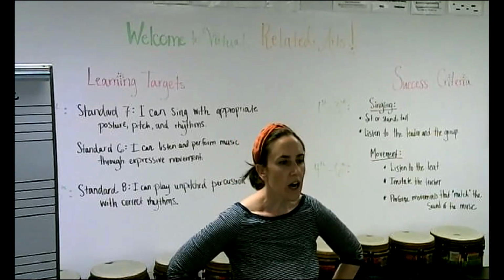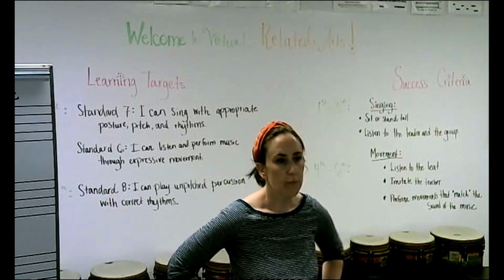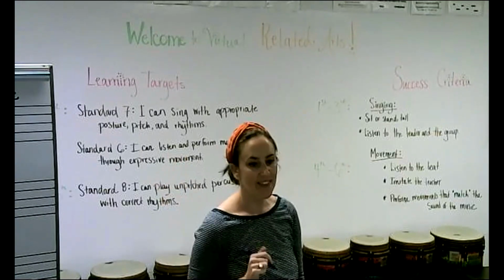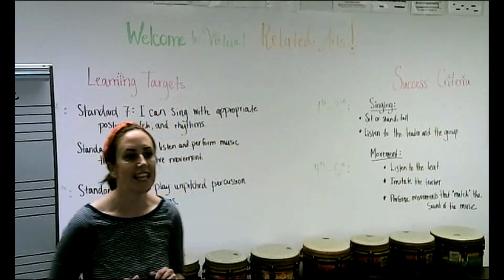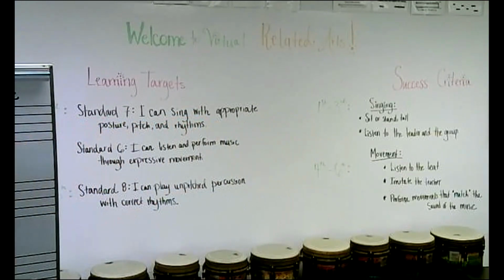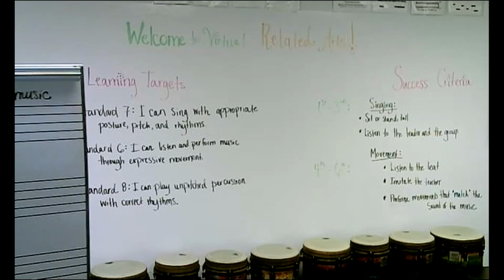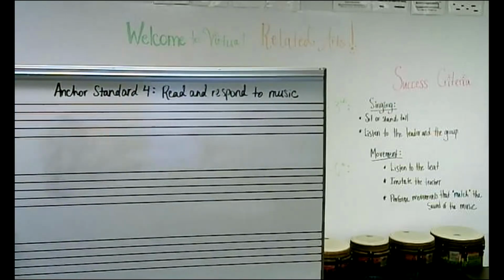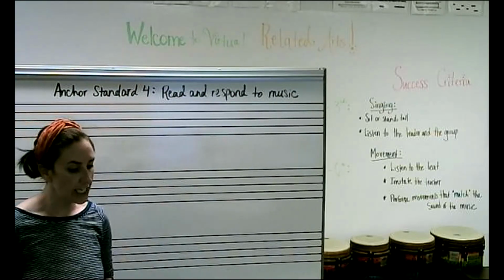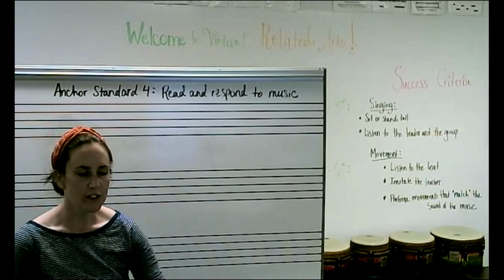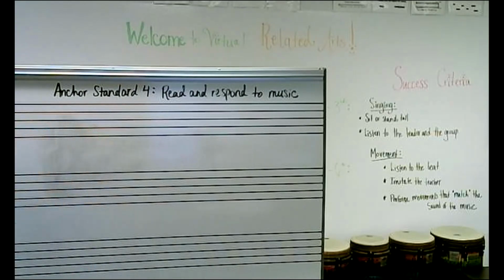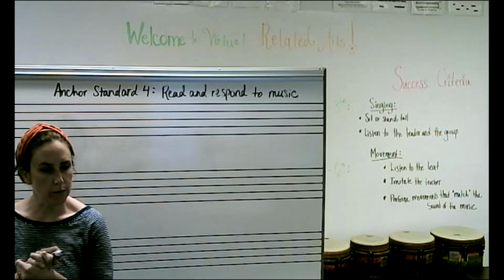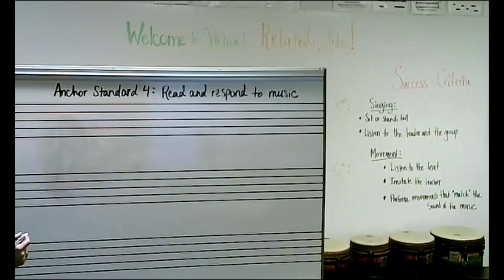So we are working on singing with appropriate posture and pitch and rhythm. That is standard 7. And then also we are going to work a little more on the different types of notes. Instead of just using pictures, I will show you how those pictures work with different kinds of music notes, okay? So let me start off with that. So that is another music standard for us, which is to be able to read music. We're going to start on early.